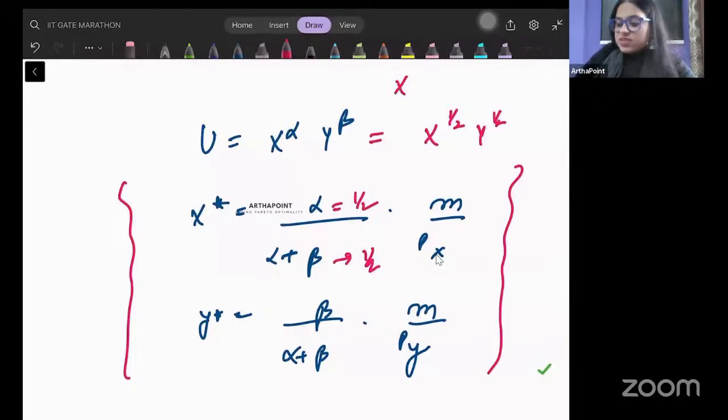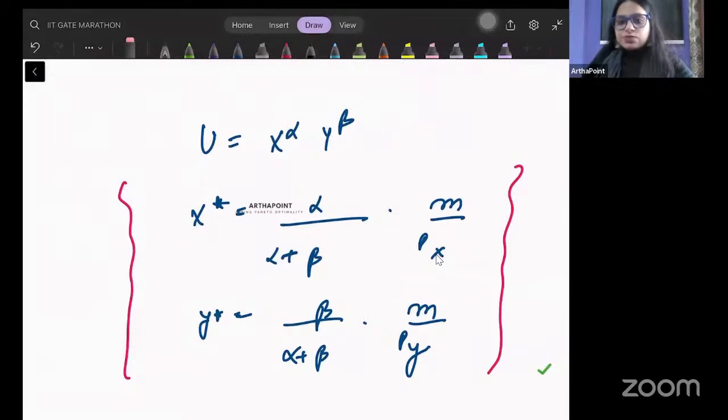If this is x to the power 3 by 4, y to the power 1 by 4, then alpha will be 3 by 4 and beta will be 1 by 4. So you have to remember these two formulas. Nobody should start doing this from scratch. कि ठीक है, let's just do MRS equal to px by py.